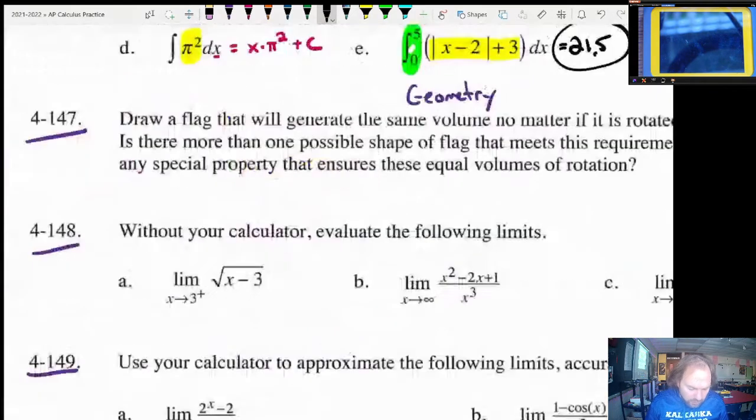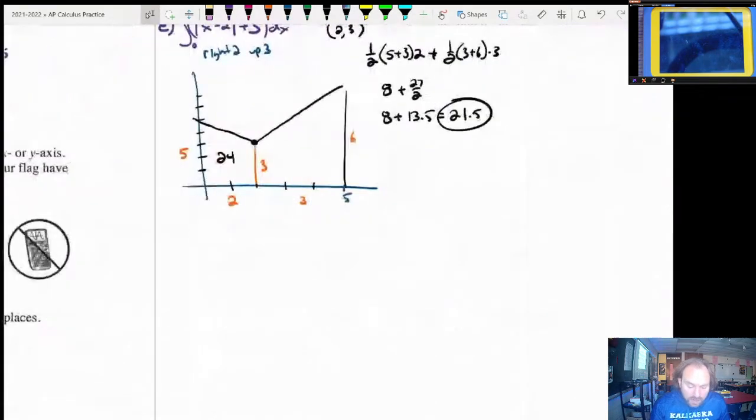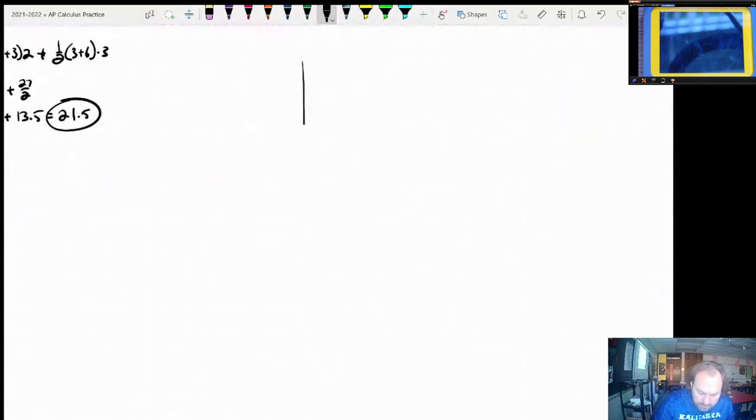Next question, 4147. Draw a flag that will generate the same volume if it's rotated around the x or y axis. And is there more than one possibility of shape or flag? Does your flag have any special property that ensures those equal volumes? Honestly, any one drawing you can do, you find it might be useful to sketch an x or a y axis. This is 4147 off to the side here.